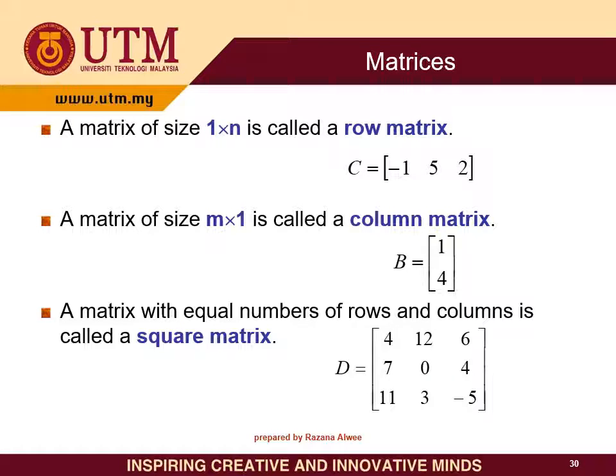A matrix of size 1 multiply n is called a row matrix. This is the example. We have 1 row. A matrix of size m multiply 1 is called a column matrix, whereby we have this one, 1, 4. It's a column-based matrix. A matrix with equal numbers of rows and columns is called a square matrix, where we have 3 rows, 3 columns, 2 rows, 2 columns, 4 rows, 4 columns. It is a square matrix.